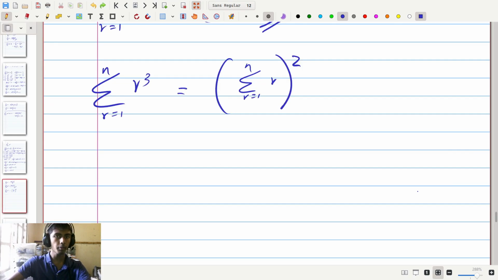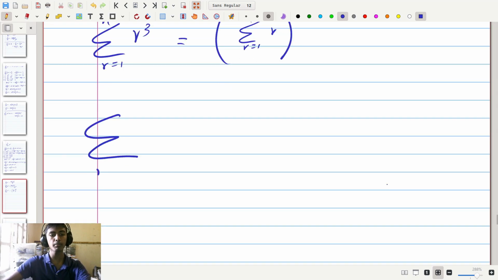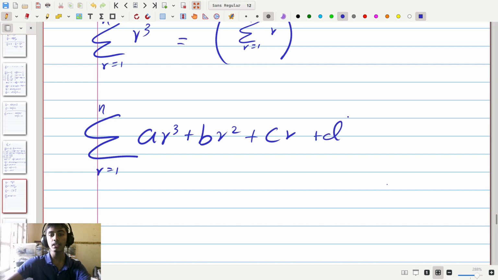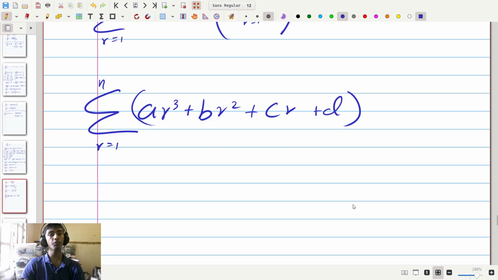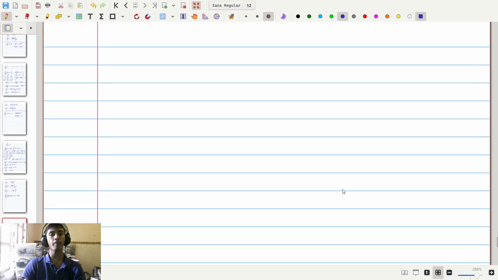So now that we've gotten up to this point, if you ever find a sum of the form sum from r equals 1 up to n of a r cubed plus b r squared plus c r plus d, you can easily find this sum's expression in terms of just n, using all of the identities that we've proven above. Now, our final bit in this video is going to be discussing the sums of arithmetic series and geometric series.